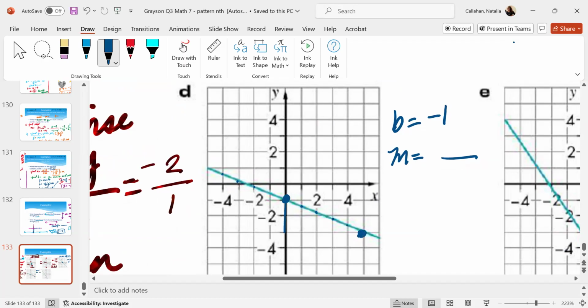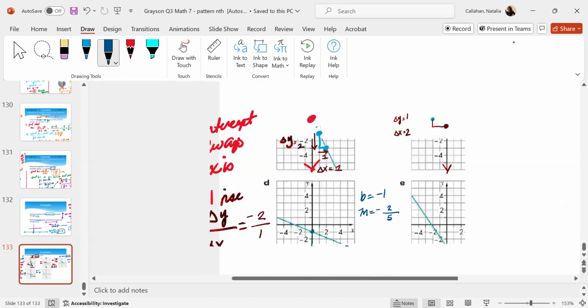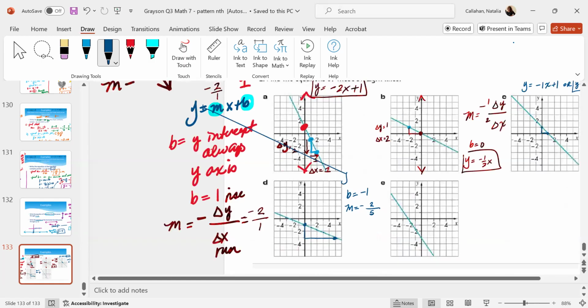So then you draw your triangle and you ask yourself, what is my change in x? X, not y. Change in x is 5. What's my change in y? Good. So then my equation should be really easy because I have that now. y is equal to -2/5x minus 1. Yes. Good.